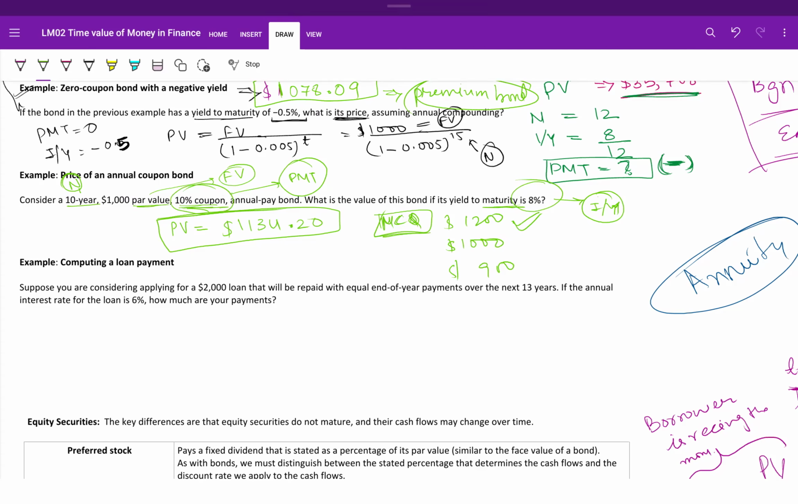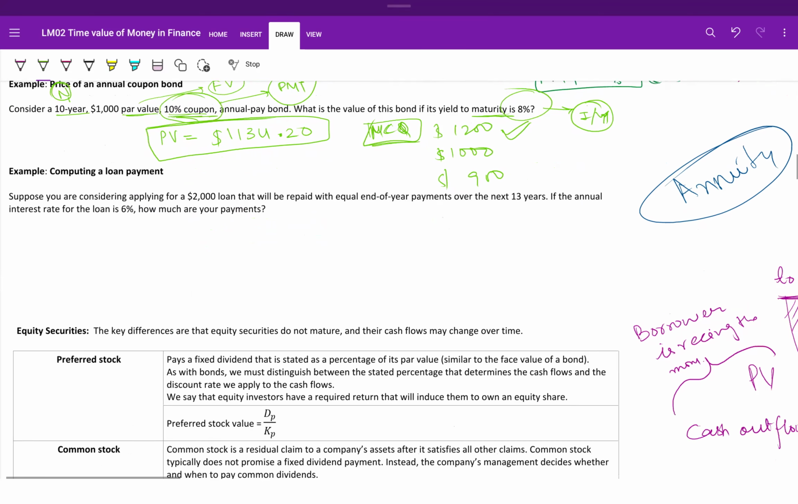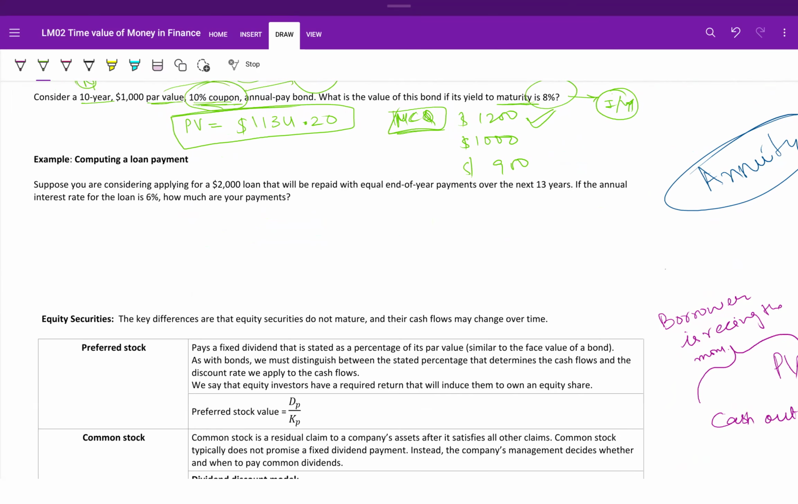Okay, so the last question here is computing a loan payment. Suppose you are considering applying for a $2,000 loan that will be repaid with equal end-of-year payments over the next 13 years. If the annual interest rate for the loan is 6%, how much will you pay?